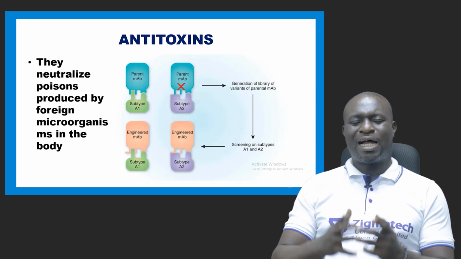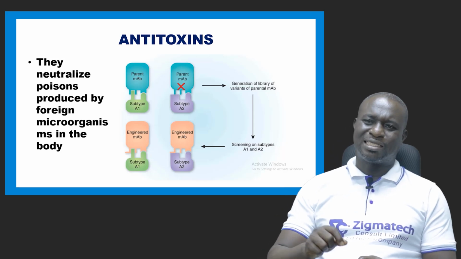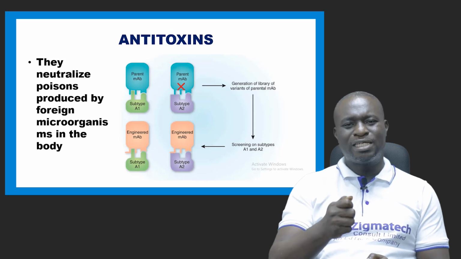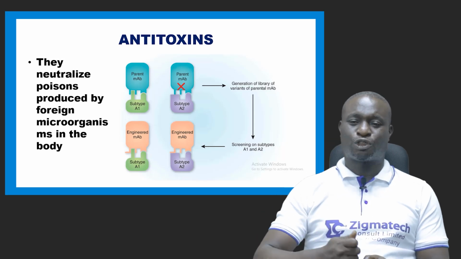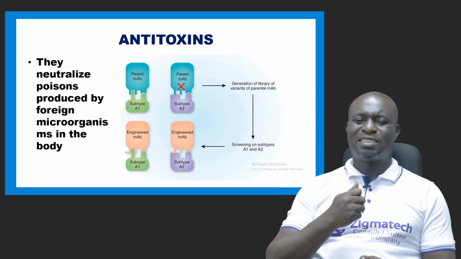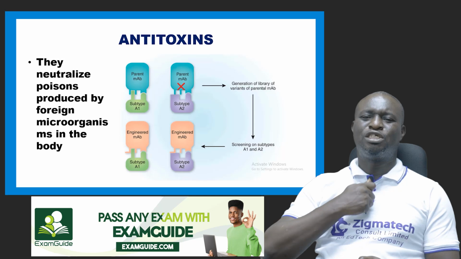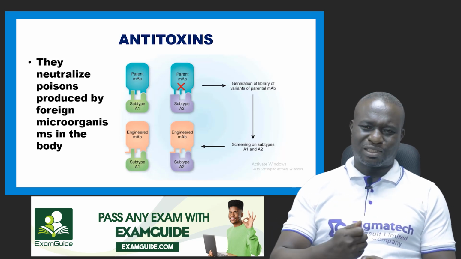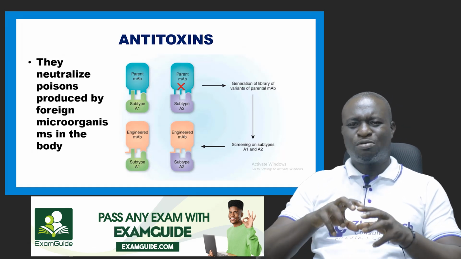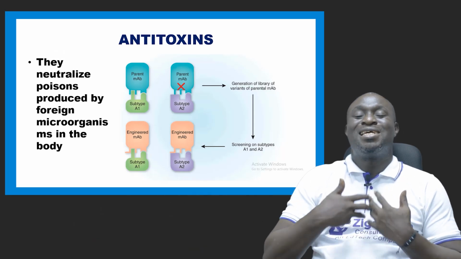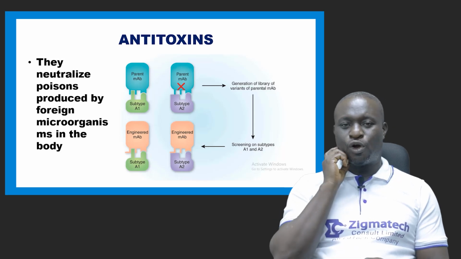Number 2 type of antibody is what we call the antitoxins. Now, the antitoxins, as the name implies, destroy the products. Remember, I told you that the products of these microorganisms are harmful. They are toxic. So another type of antibody is called the antitoxins. The antitoxins neutralize the toxins or poisons produced by these microorganisms in the body, so that they don't have any effect in the body. So that is the second type of antibody, and it is called antitoxin.